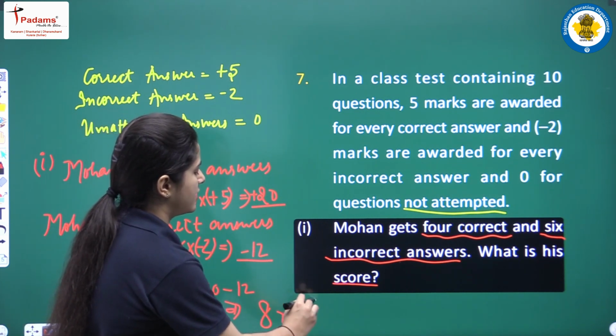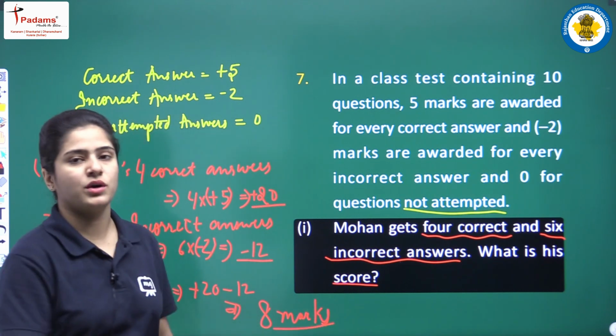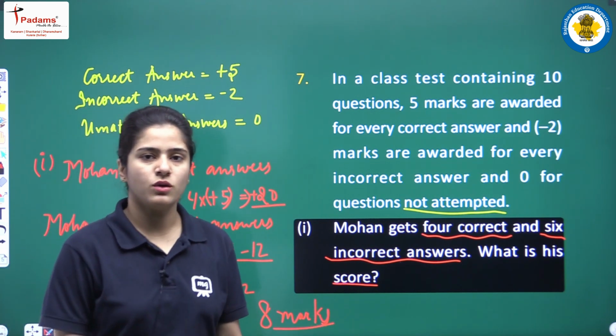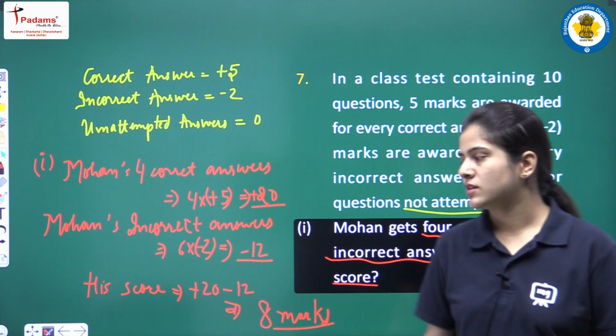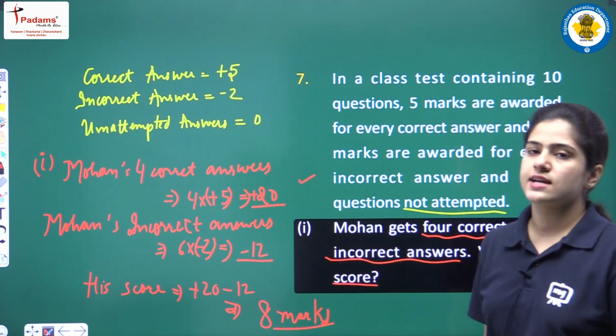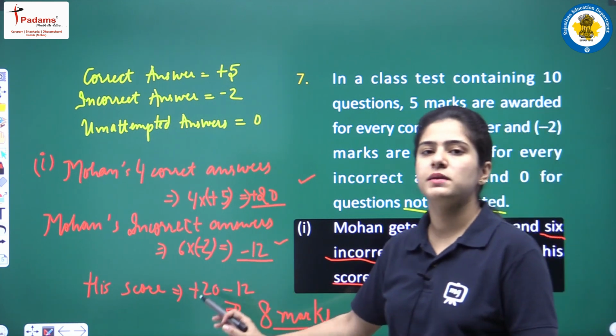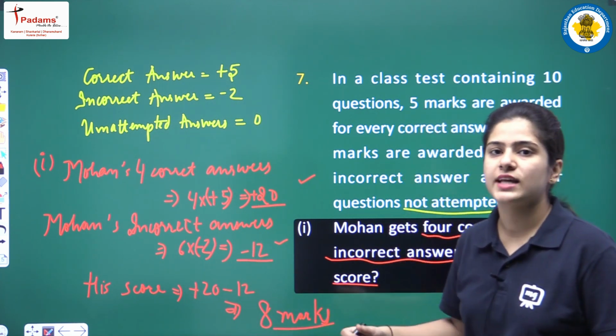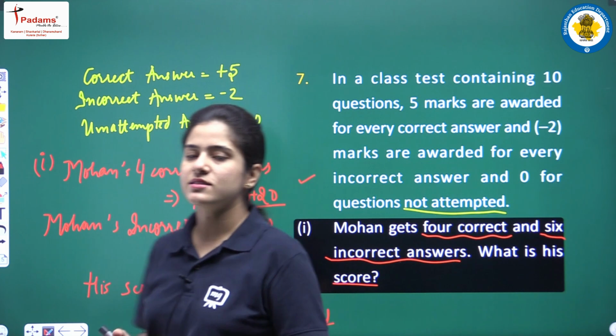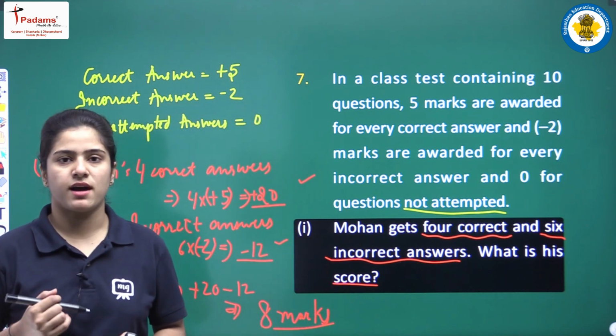Alright students, so these were the marks of Mohan. Alright students, so you can have a look also. He is attempting 4 correct answers and 6 incorrect answers. So his final score will be 20 minus 12, that is 8 marks. Alright students, so let's move to the next part.